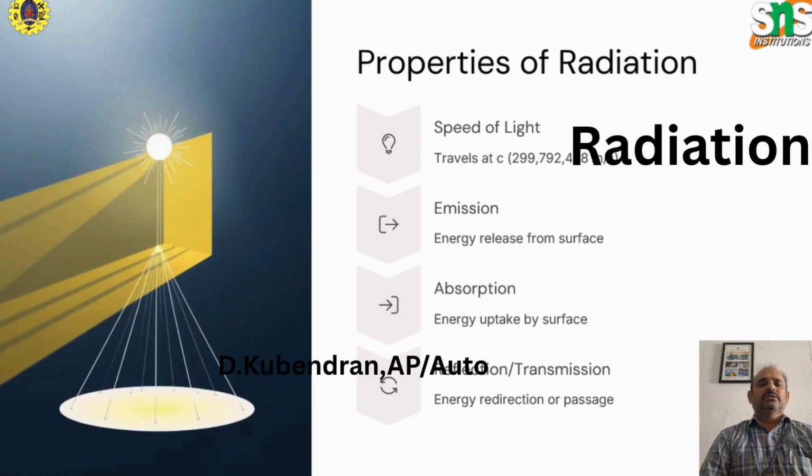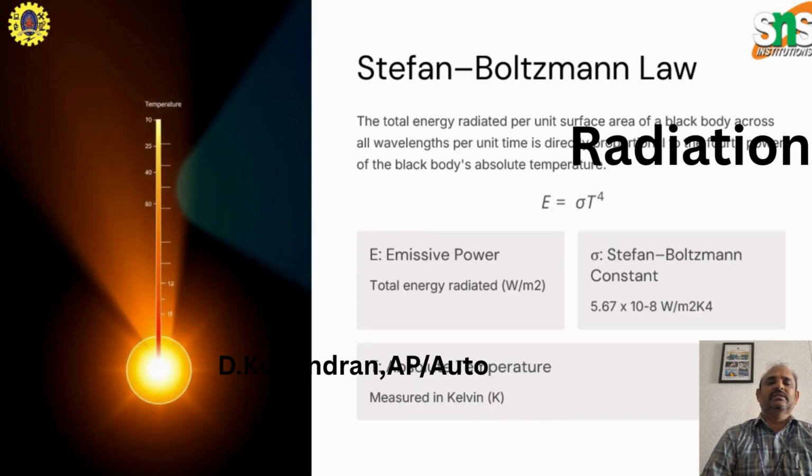Next is the laws governing radiation. The important law is the Stefan-Boltzmann law, that is E = εσT⁴, where E is the radiant energy emitted, σ is the Stefan-Boltzmann constant, and T is the absolute temperature. Next are Wien's displacement law, Kirchhoff's law, and Planck's law. These are the three laws associated with radiation.